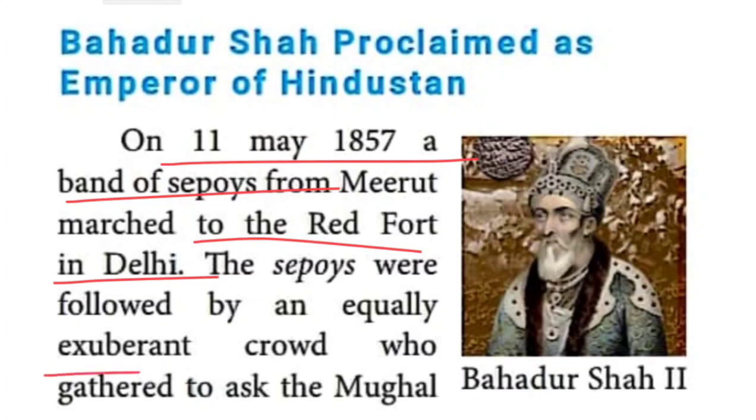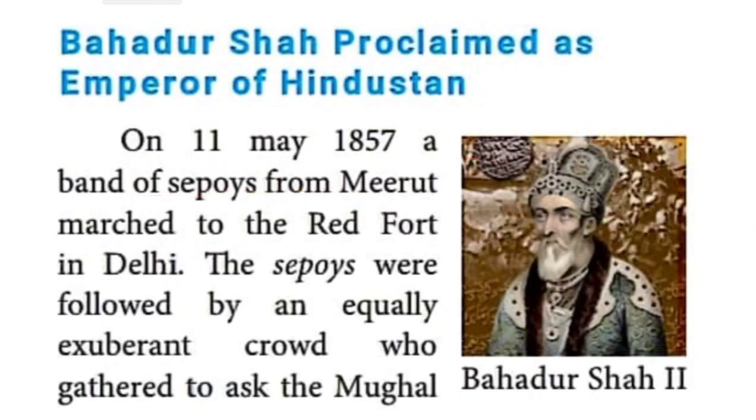exuberant crowd. What is the meaning of exuberant? With full energy and excitement they asked. They gathered and asked the Mughal emperor, this person, Bahadur Shah II. He was the last Mughal emperor, children. One word answer: last Mughal emperor, Bahadur Shah II.